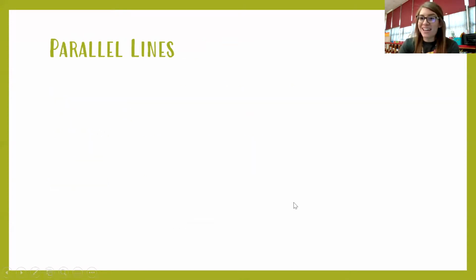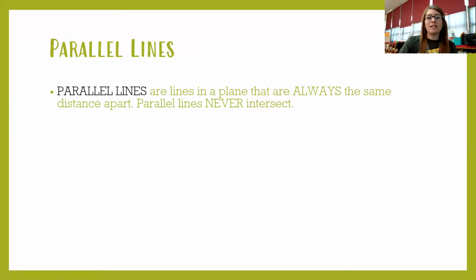Then we've got parallel lines. Parallel lines are lines in a plane that are always the same distance apart, and they are never going to cross. So they're just going to run next to each other in any direction, the same distance apart, and they are never, ever going to cross. Parallel lines do not cross.